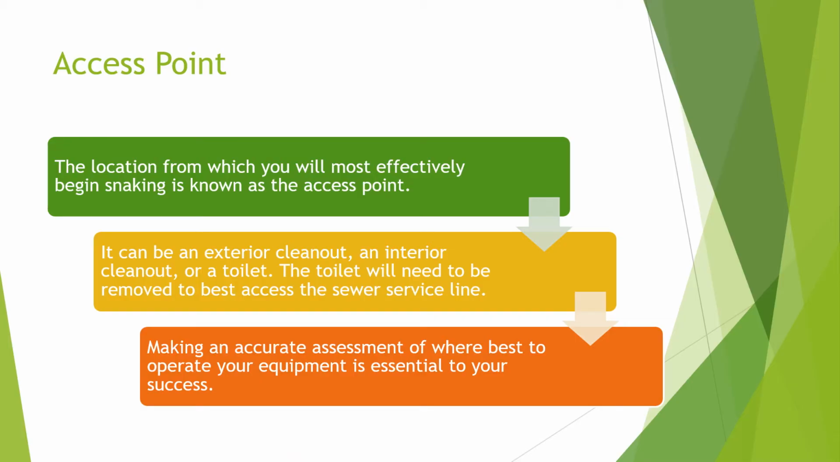Access point. The location from which you will most effectively begin snaking is known as the access point. It can be an exterior cleanout or an interior cleanout or a toilet. The toilet will need to be removed to best access the sewer service line. Making an accurate assessment of where best to operate your equipment is essential to your success.